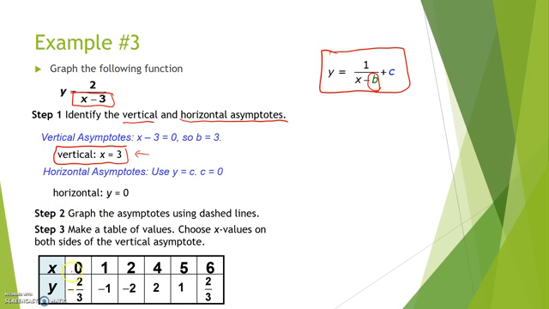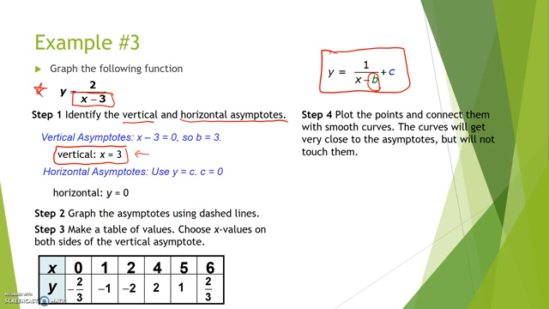To get my y's, I plugged these x values into the equation to find my y. At 0, it's negative 2/3. At 1, it's negative 1. At 2, negative 2. At 4 it's 2, at 5 it's 1, and at 6 it's 2/3. Again, we did not put 3 because that's part of my vertical asymptote. Once I create that table, I plot these points and connect them to create my curves. Notice the curves get very close to my asymptotes, but they never touch them.